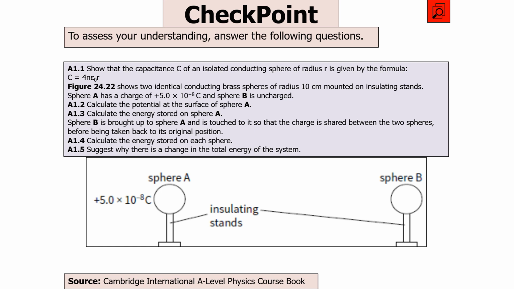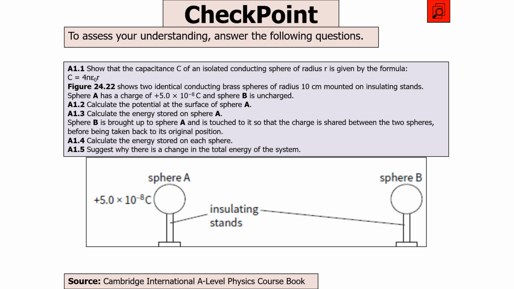Then figure 24.22 shows two identical conducting brass spheres of radius 10 centimeters mounted on insulating stands. Sphere A has a charge of plus 5.0 times 10 to the minus 8 coulombs, and sphere B is uncharged. Calculate the potential at the surface of sphere A, then calculate the energy stored on sphere A.